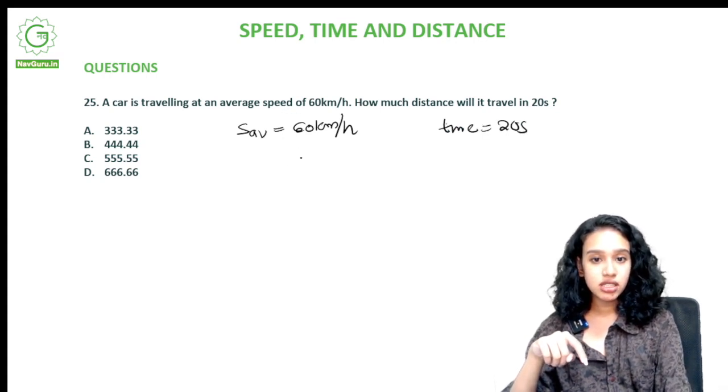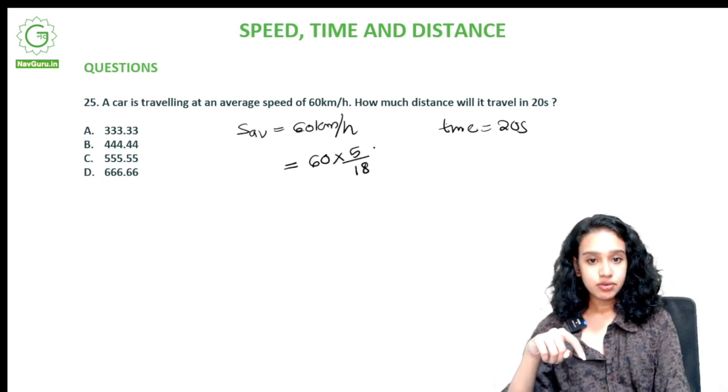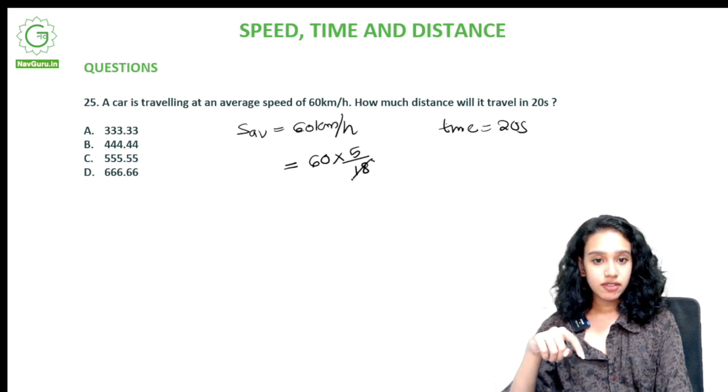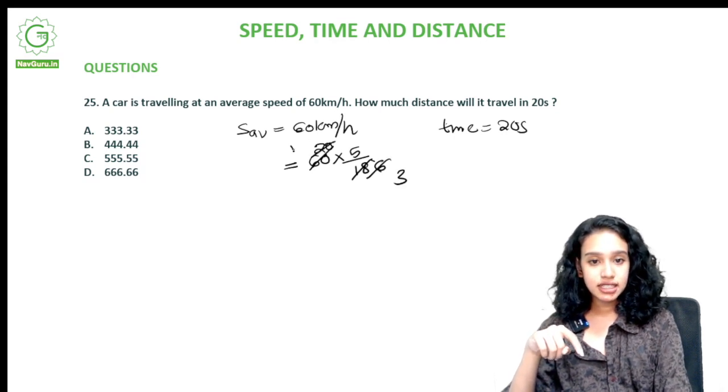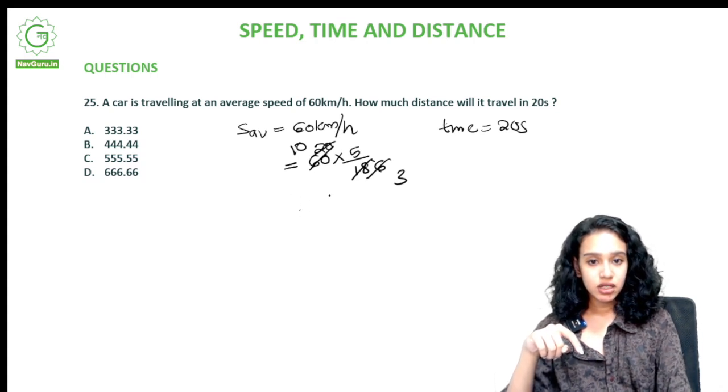So, let's convert this into meter per second. So, 60 into 5/18, right? We could cancel this out by 3. We get 20 here and 6 here. Again, cancelling this out by 2, we get 50/3. So we get 50/3 as the speed.